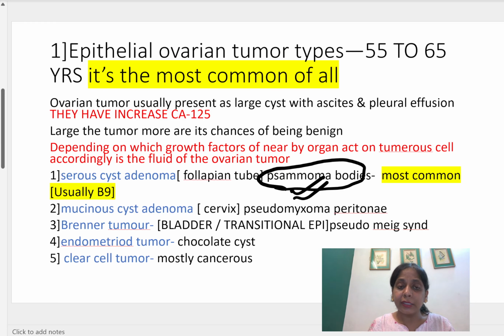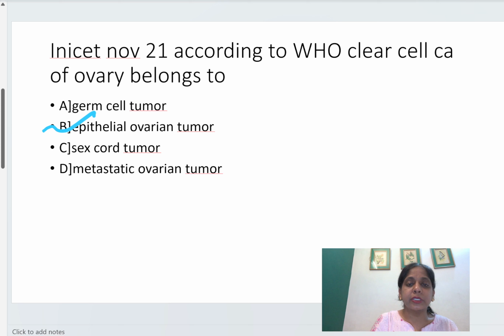Okay, the other subtypes are the endometrioid tumor and the clear cell tumor. And the clear cell tumor is asked in exams as to which subtype it is. You can see the question here: according to WHO, clear cell tumor of the ovary belongs to, so the answer was epithelial ovarian tumor.